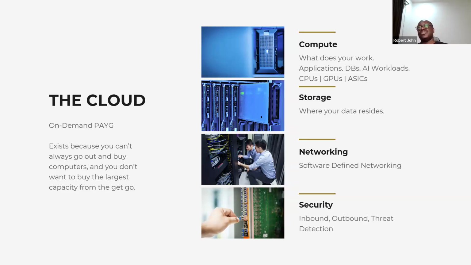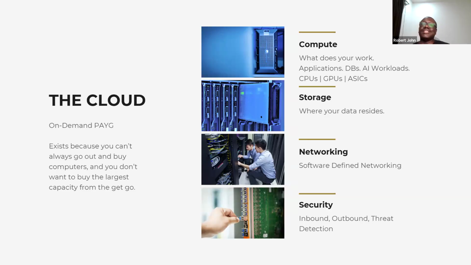But when you spec out, you have a few things that you're able to control. The first one is what we'll call compute, which is what does your workload. You think of compute like your CPUs, your GPUs, and any other processing unit. That's your compute. And then there's your storage, which is where your data resides. And then there's networking and security.